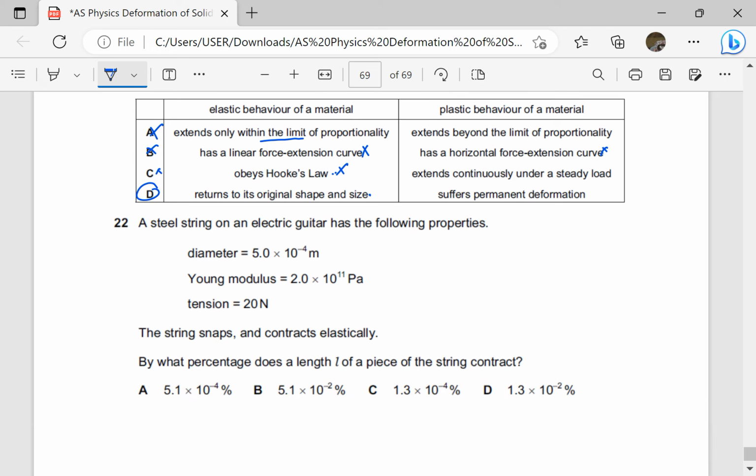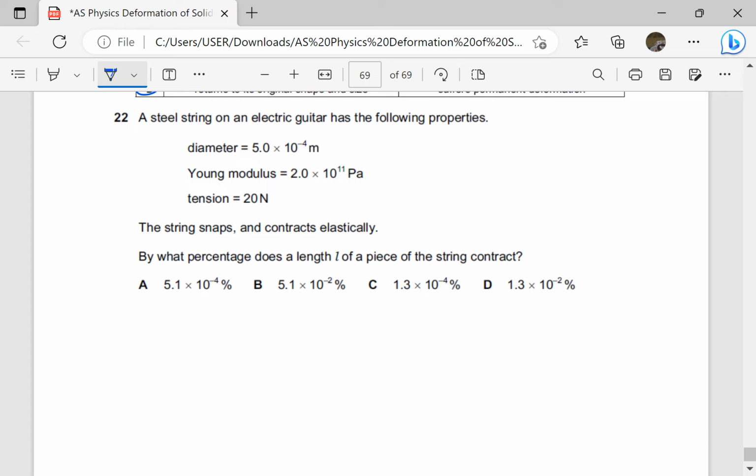Last but not least, a steel string on an electric guitar has the following properties: diameter, Young modulus, tension. The string snaps, in other words breaks, and contracts elastically. By what percentage does a length L of a piece of the string contract? So we want the strain, because strain is the extension over original length. That is giving us the percentage by which the length contracts.